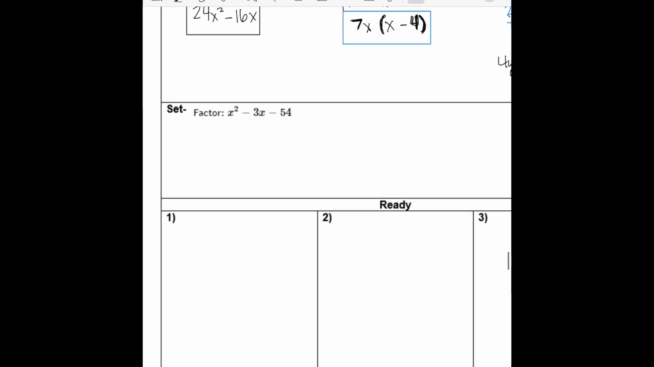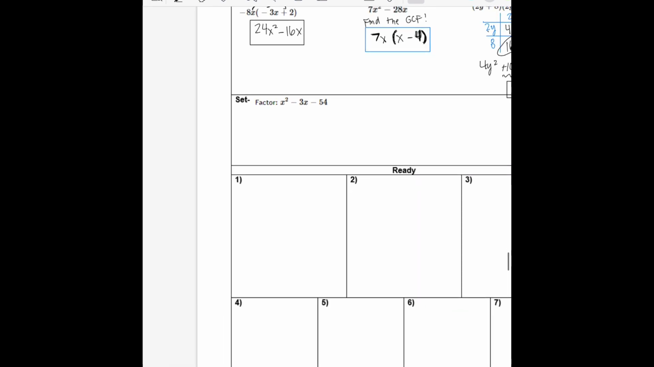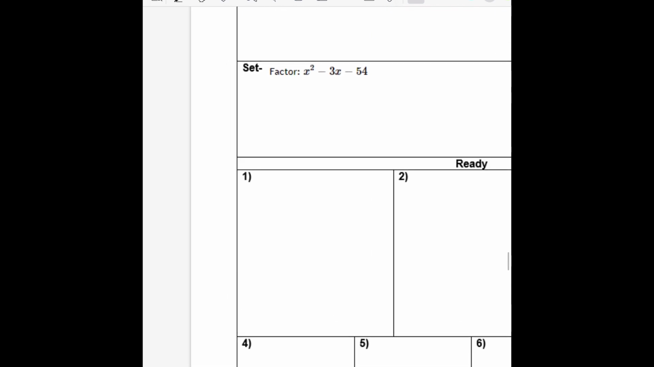So this one, all of a sudden, is really hard because we've thrown negatives in there for you, which is why I want to teach you guys the way I do this, okay? The first thing I'm going to do is figure out, okay, what are my A, B, and C values? So my A value is 1. My B value is -3. And my C value is -54.